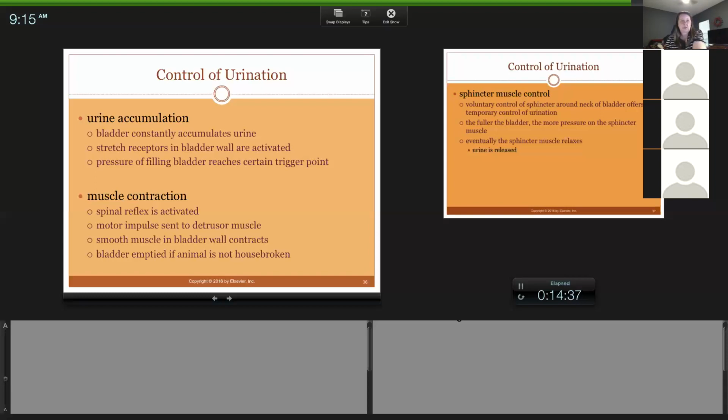Does anyone have any questions? I think I put in the email for the homework. This section's a little smaller, so if the homework can be due on Monday and we can do a quiz this Tuesday, we can move on to the endocrine system. That would be my goal.